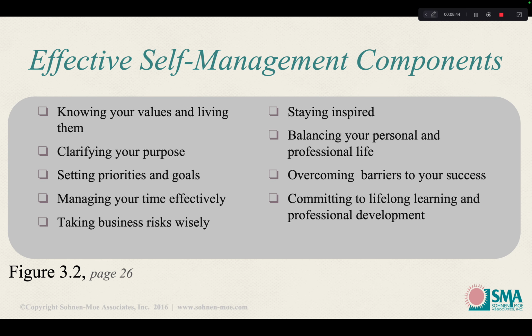So here are some effective self-management components. You have to know your values, right? You have to clarify your purpose in life. You can do this by setting priorities and goals. You need to manage your time effectively. This is a big one. You can't just wing it, okay? And then you have to take business risks wisely. Sometimes it's not the right moment to take this risk, right? Sometimes you have to wait for a different opportunity or a better time.